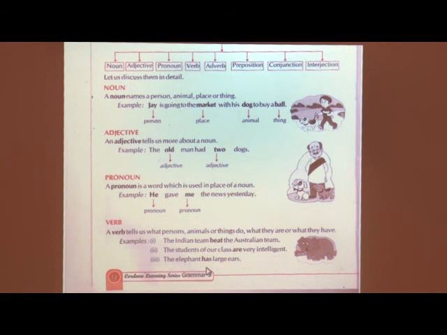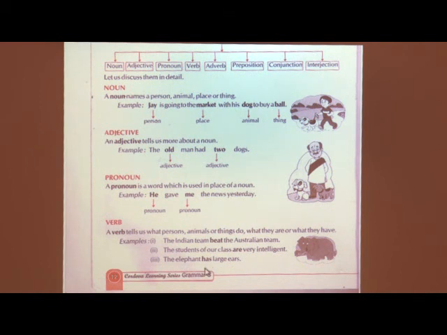"The elephant has large ears." Here it denotes what they have. These words, beat, are and has, tell us what they do, what they are, or what they have. What they have done: the Indian team has beaten the Australian team. In the second sentence, the students of our class are very intelligent, meaning what they are. And in the elephant has large ears, what they have is large ears. So, these are also some of the verbs.